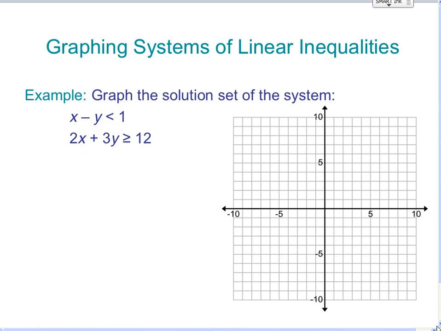x minus y is less than 1. First thing you want to do is pretend that that is equal. Since it's standard form, we're going to plug in 0 for x and 0 for y. If we plug in 0 for y, we get x equals 1. If we plug in 0 for x, we get y equals negative 1. And you can check that. So you have the point 1, 0, and 0, negative 1. That's less than, not less than or equal to, which tells me I need a dotted line.